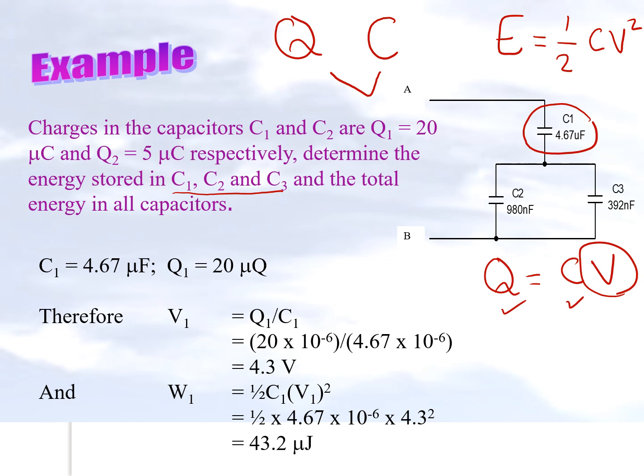So for capacitor number 1, we know the capacitance, 4.67 microfarad. The charge is 20 microcoulomb. Okay, so we can compute the voltage across the first capacitor as Q1 over C1, which is 4.3 volt. Once I have the voltage, we can compute the energy on capacitor 1 as 1/2 C1 V1 square, which gives us 43.2 microjoules.